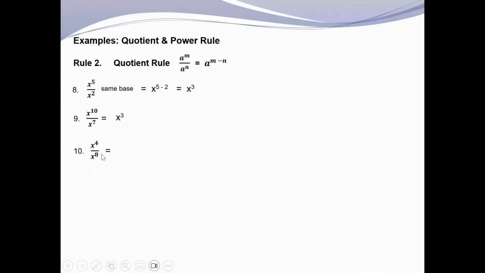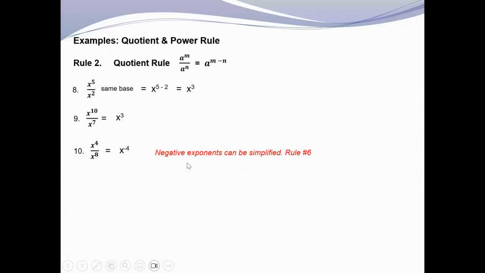x to the fourth divided by x to the 8th. Again, they have the same base, so it's going to be x to the negative 4. Later on, they don't want you to leave it as negative, right? So later on, when we do the negative rule, it's going to be 1 over x to the fourth power, but we're not there yet. Okay, so I'll explain that later.